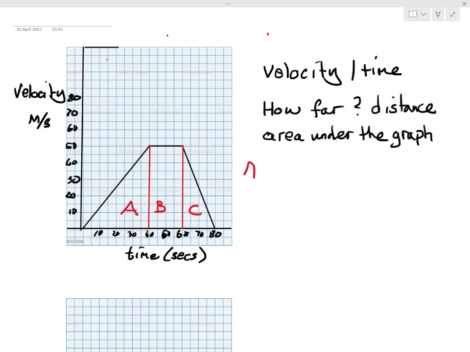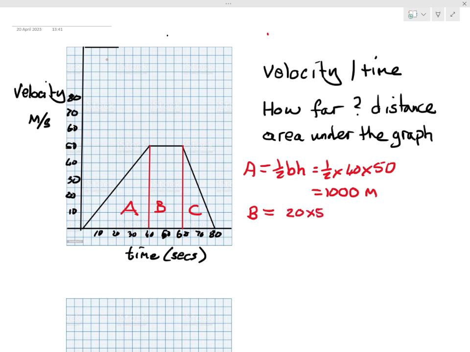So A is going to be half base height, which equals a half times the base, which is 40, times the height, which is 50. Let's have a look. Brain's gone bonkers. Half times 40 times 50 is 1,000. I should have been able to do that in my head, but just for a moment. So that's 1,000 meters.